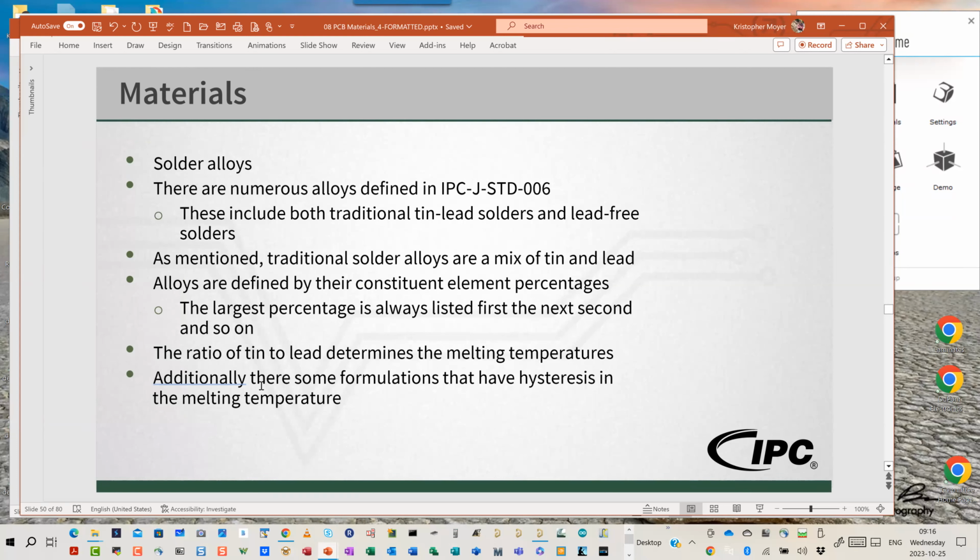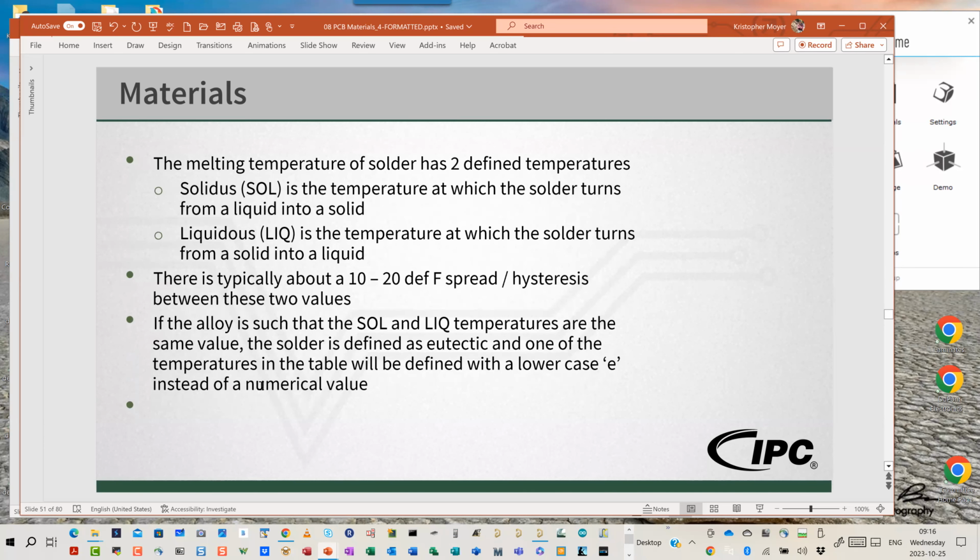Alloys. There are numerous different alloys defined in J standard 006. These include both traditional tin lead solders as well as lead-free solders. As mentioned, the traditional solder alloys are a mix of tin and lead, and the alloys are defined by their constituent element percentages, with the largest percentage first, and the next one second, and so on. The ratio of tin to lead is going to determine the melting temperatures. Additionally, there are some formulations that have hysteresis in the melting temperature, and some that do not.